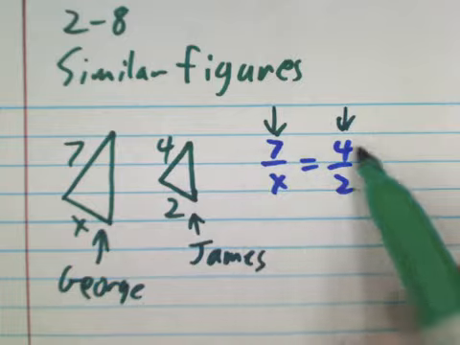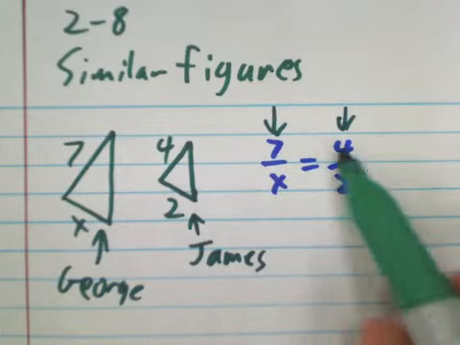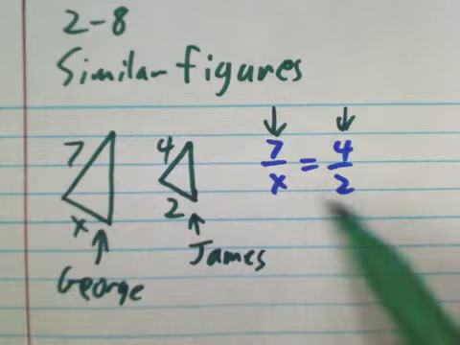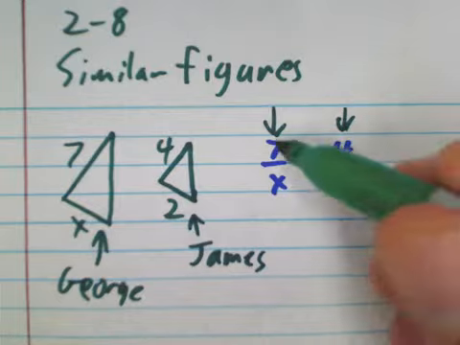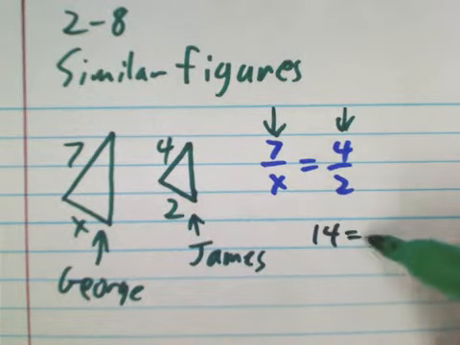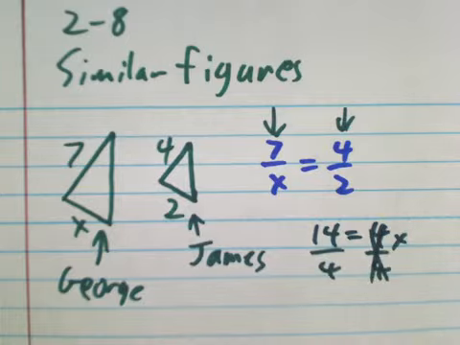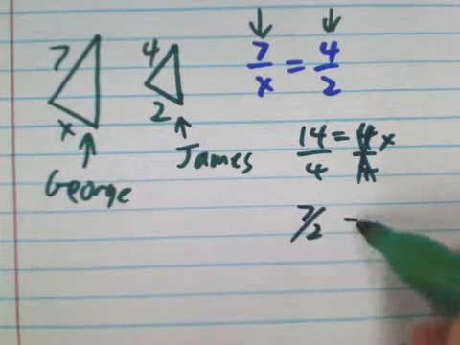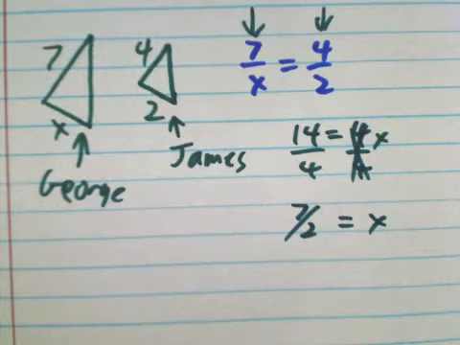Then going across, they have to be from the same part of the figure. The 7 and the 4 are both on the upper left side, and the x and the 2 are on the bottom left. Once you have this, just do the proportion to solve it. So 7 times 2 is 14 equals 4 times x, which is 4x. Divide both sides by 4, and I have 7 over 2 equals x. Beautiful. Usually there's some kind of unit there, like inches or miles.